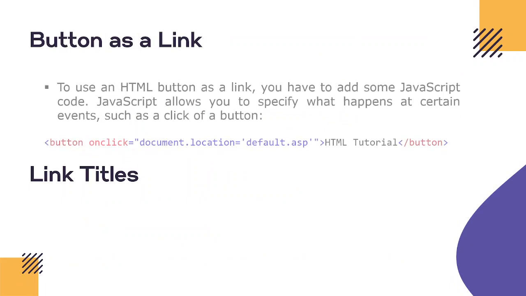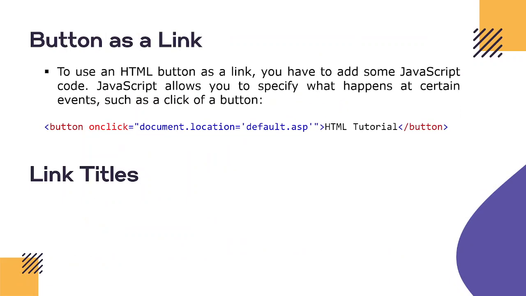Button as a link. To use an HTML button as a link, you have to add some JavaScript code. JavaScript allows you to specify what happens at certain events, just like a click of a button. So button onclick is equal to the value document.location equals default.asp, then close HTML tutorial, then close that certain button.